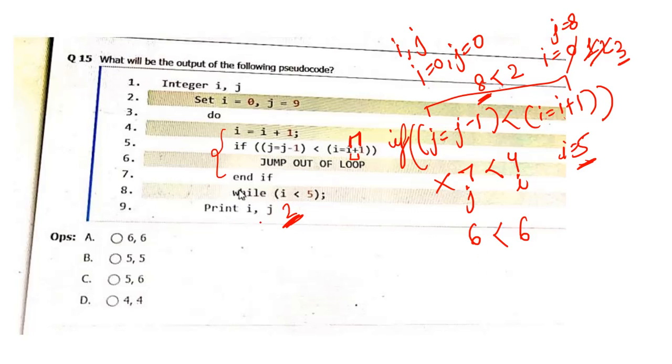Now after coming out of the loop, what do we have to do? We have to simply print the value of i and j. You can see i and j are both equal, both are 6. So option A will be the correct answer for this particular question. Let's see the next question now.